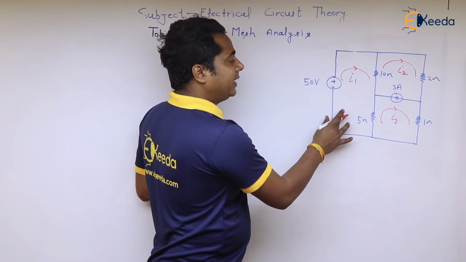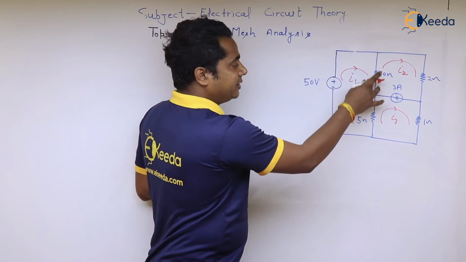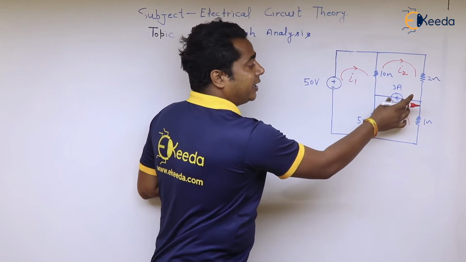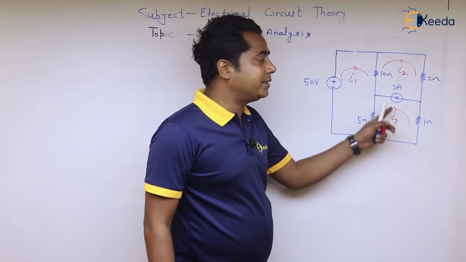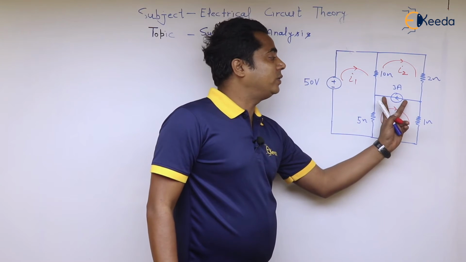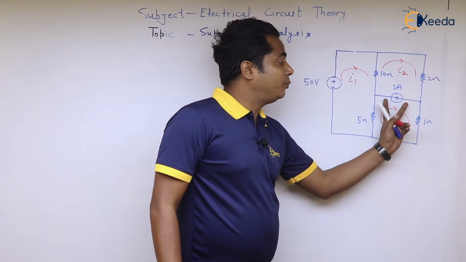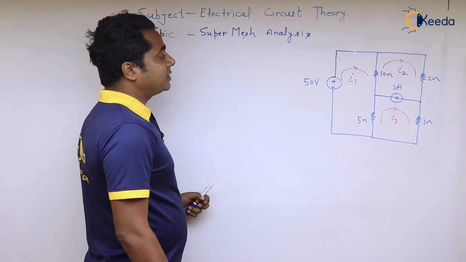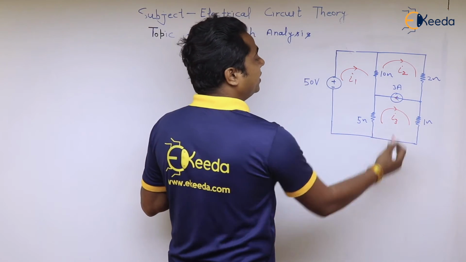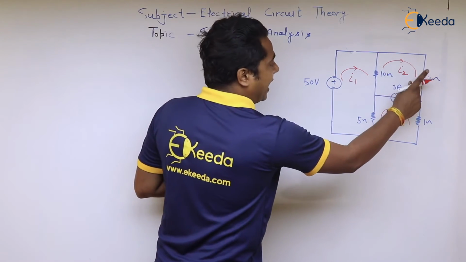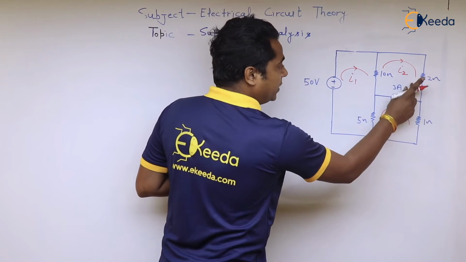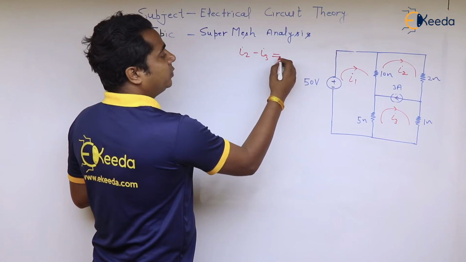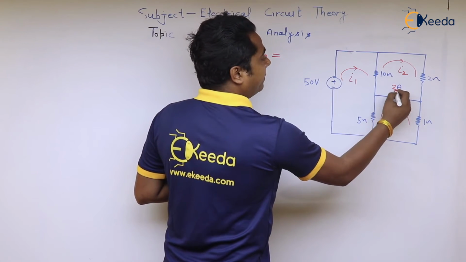Here if we apply KVL in the first mesh, it will be easy. But if we apply KVL in the second mesh, the ideal current source comes in between two meshes, so we have to take help from the super mesh. We will write the equations according to the super mesh. First of all, I will write the equation for I2 and I3. I2 is in the direction of the 3 ampere source, so I2 minus I3 will be equal to 2 ampere.